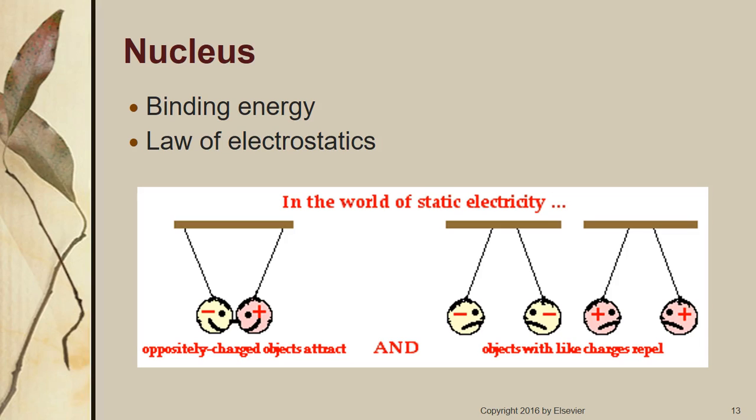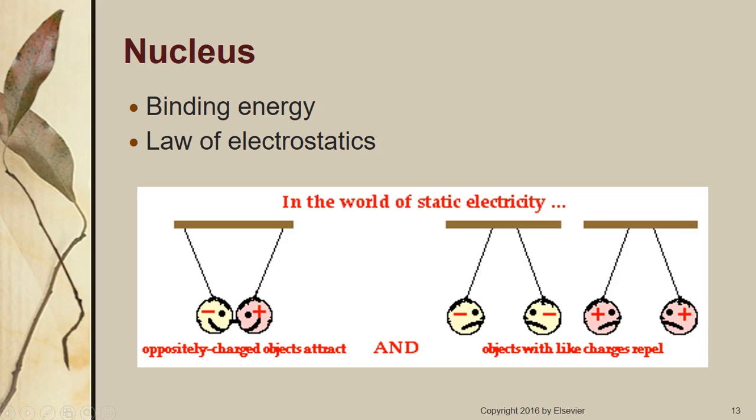Like charges repel, opposites attract. So here's a cute little thing about it. Two things that are alike are going to repel, both two negatives or two positives, but if you have oppositely charged, they attract and they'll stick together. That's called the law of electrostatics. And this is what holds the protons and neutrons together to form the nucleus.